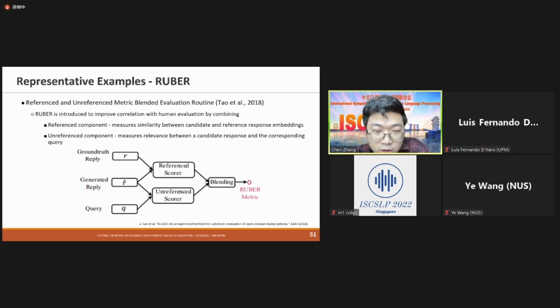After that, the scores of both the reference component and the reference-free component are combined to derive the single RUBER score of the response. The authors observe that there is an increase in correlation with human evaluation by introducing the reference-free component. So that's the early work on reference-free metrics.